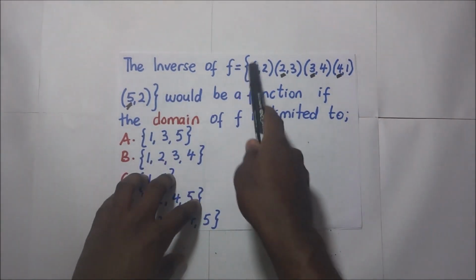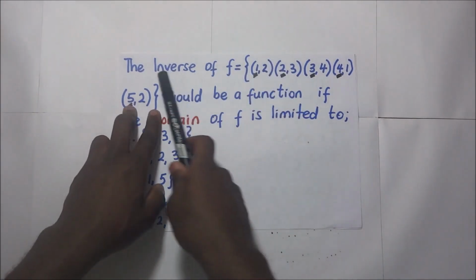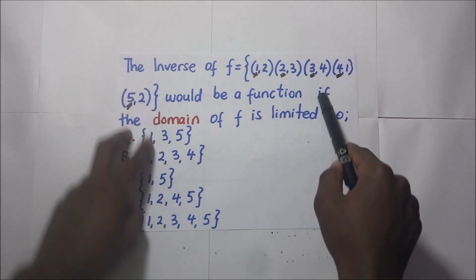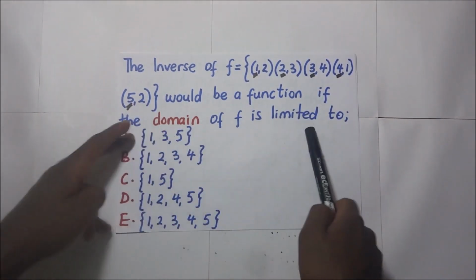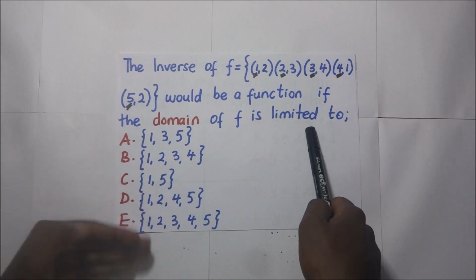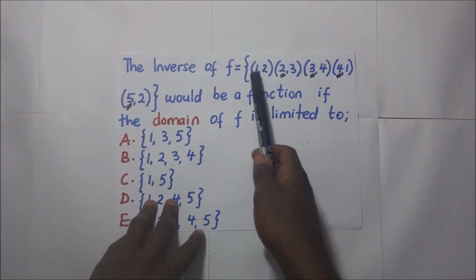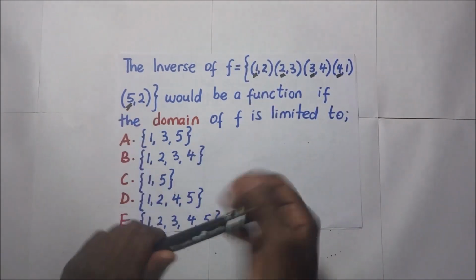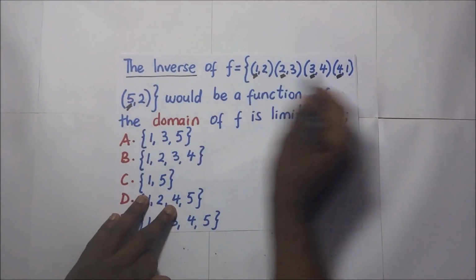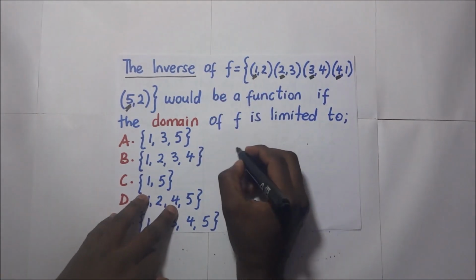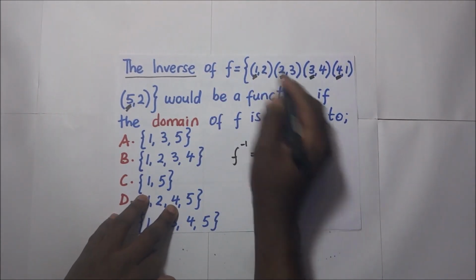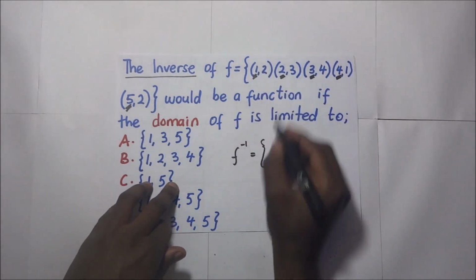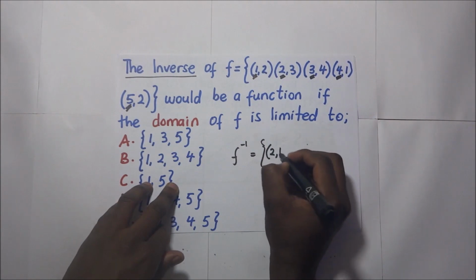Now this function, let's call this a relation. The inverse of the relation f would be a function if the domain of f is limited to, and they've given us these alternatives. First of all, what is the inverse of these ordered pairs? Let's first find the inverse, because the question is talking about the inverse of this. The inverse of 1 2 is the reverse, 2 1.